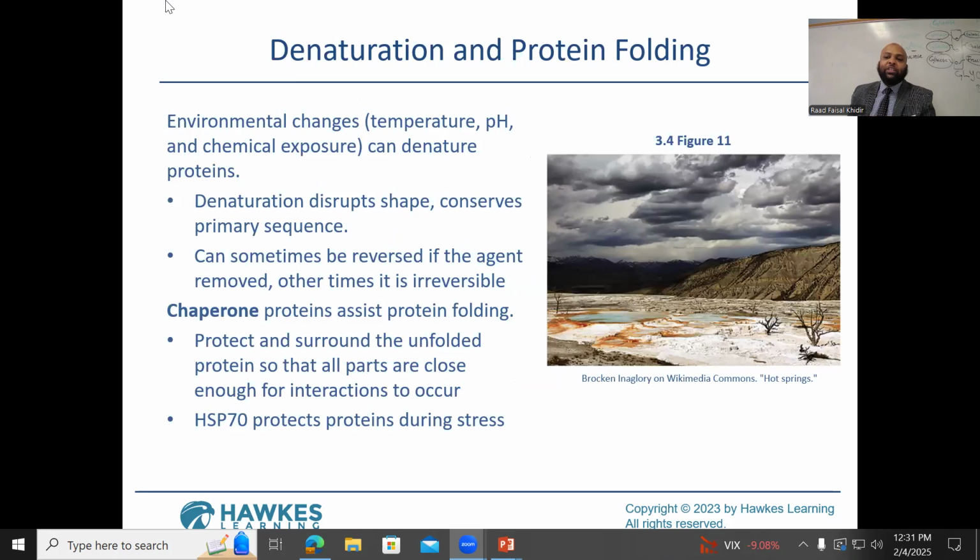So if you increase the temperature too high, what's going to happen to the protein? It's going to denature and fall apart. Environmental changes like the temperature, the pH, and chemical exposure can denature proteins. Denaturation disrupts the shape, but it conserves the primary sequence. It can sometimes be reversed if the agent is removed, but other times it could be irreversible.